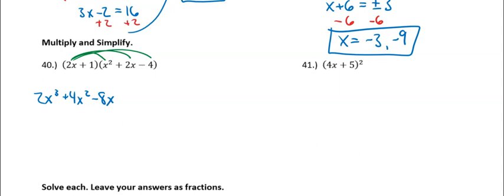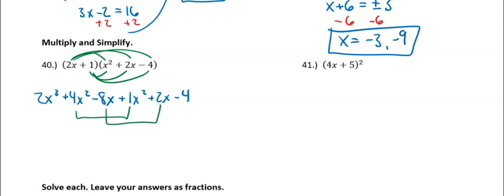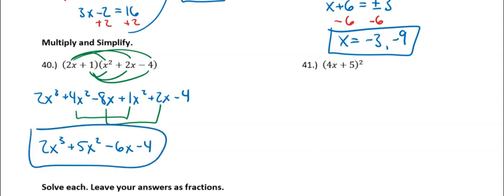And now I'm going to distribute the next term. I'm going to distribute that positive 1. So I'm going to distribute that plus 1. That gives me a plus 1x squared plus 2x and a minus 4. And now I just combine like terms. The x squareds are like terms. These guys are like terms. And everything else just tags along for the ride. So 2x cubed plus 5x squared minus 6x and a minus 4. And that's it.